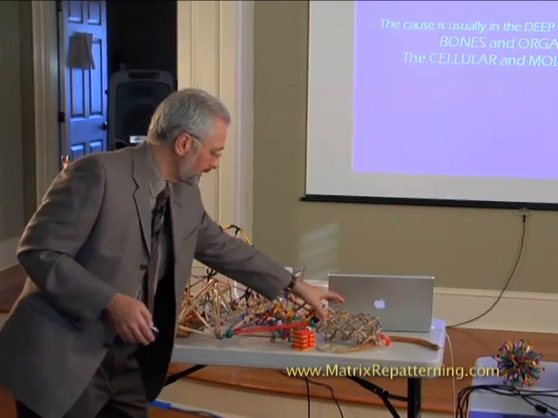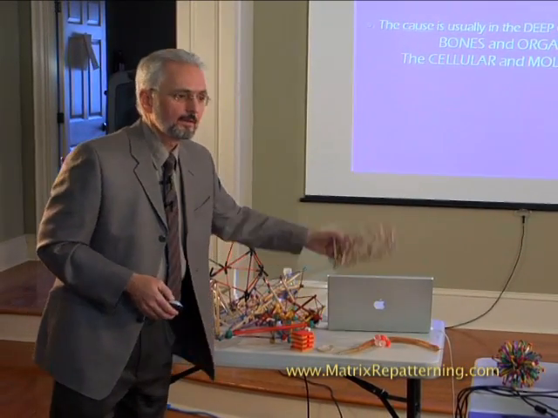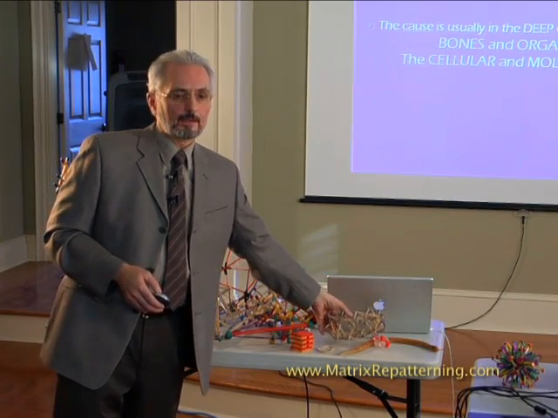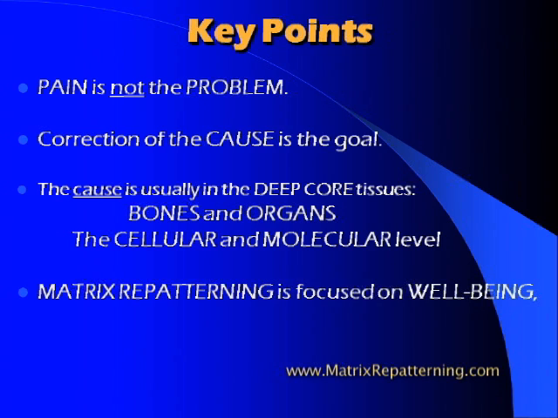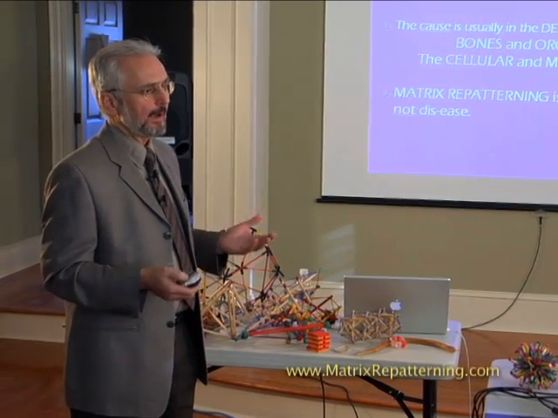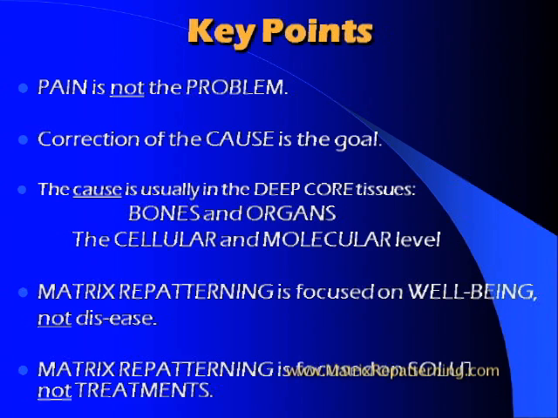This is the way the body looks. This is it, all right? We know this is what we're dealing with, so how can we best address that? Okay, that's been my challenge in looking at this concept called matrix repatterning. So we're looking at well-being, not disease. We're looking at supporting normal function, optimal function. It's inherent in the body. That normal state is there. So we're focusing on solutions, not treatments.